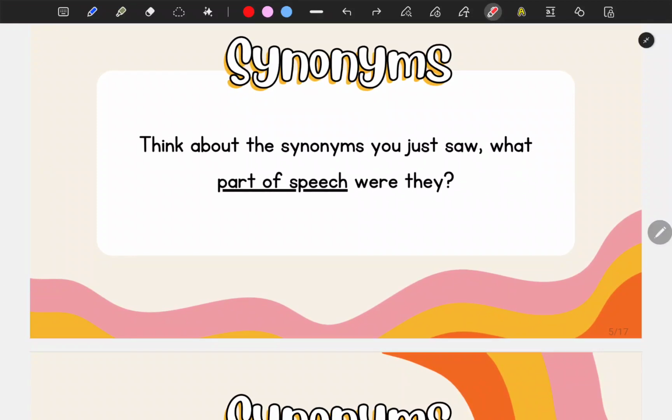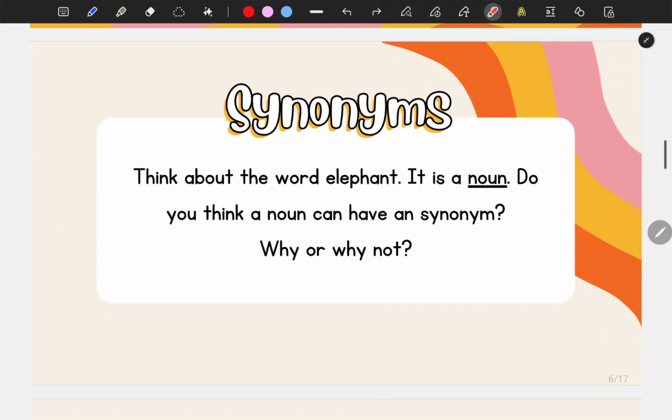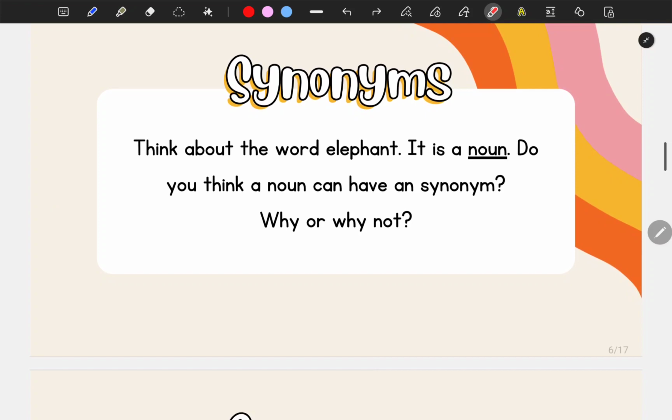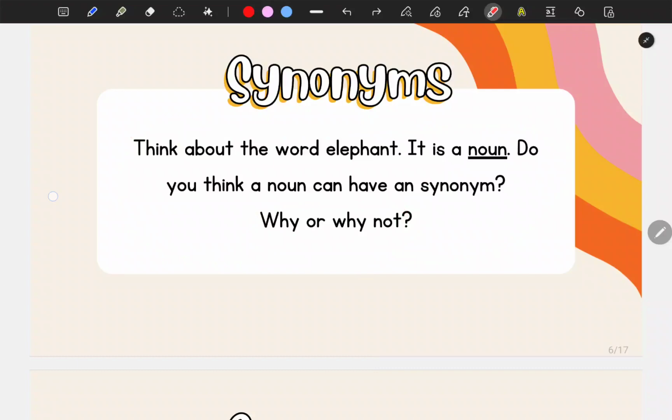Now think about the synonyms you just saw. What part of speech were they? This is a question for you. Think about the word elephant. It is a noun. Do you think a noun can have a synonym? Why or why not? This question is just for you. Explain or just comment your answer.